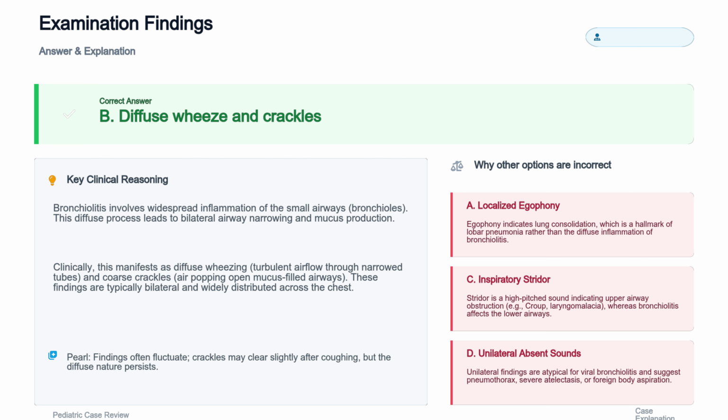Bronchiolitis causes widespread small airway inflammation resulting in bilateral wheezing and coarse crackles throughout both lung fields. Localized egophony suggests consolidation from pneumonia. Stridor indicates upper airway obstruction. Unilateral absent breath sounds suggest pneumothorax or focal obstruction.